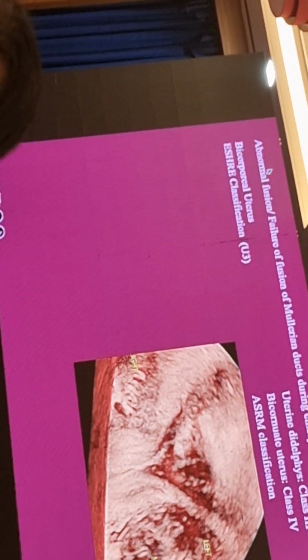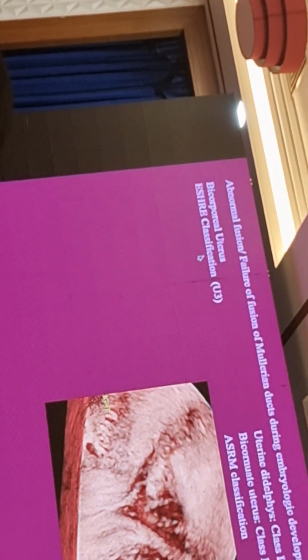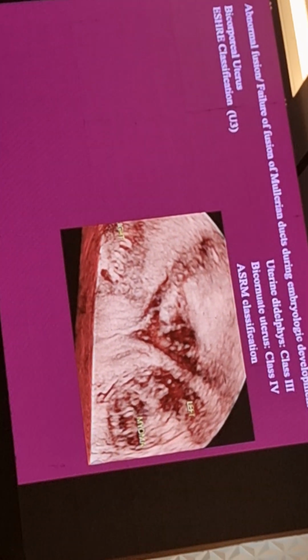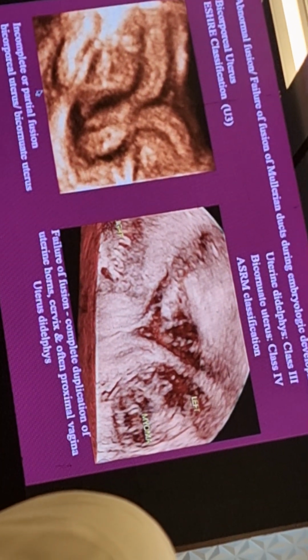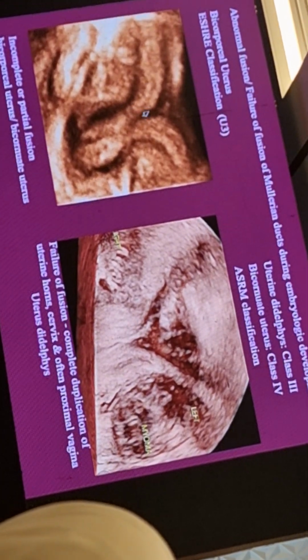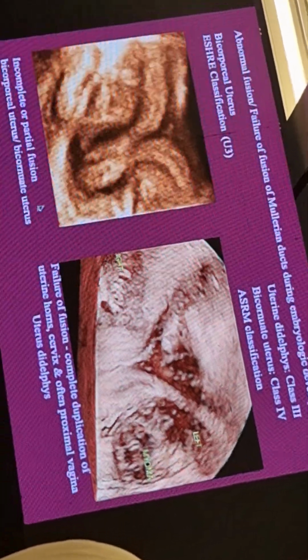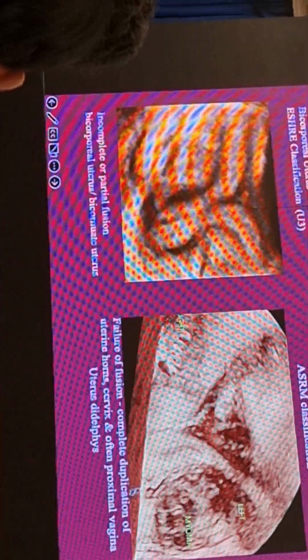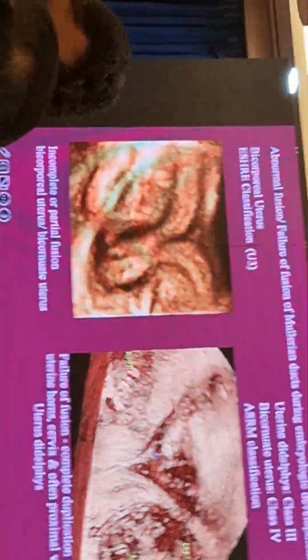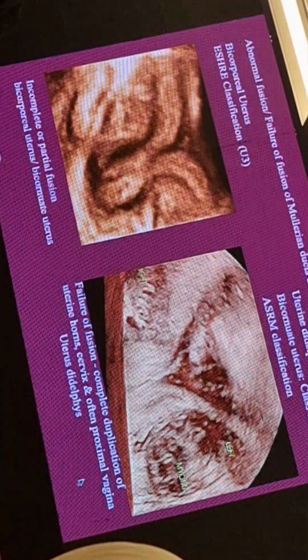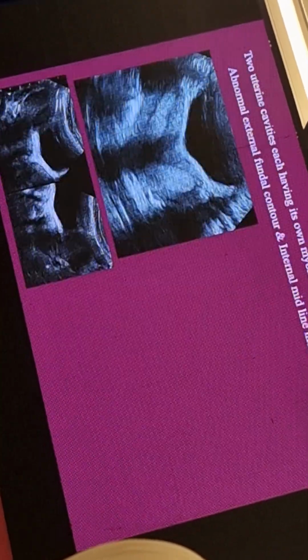Coming to the next one, abnormal fusion or failure of fusion of Mullerian ducts results in bicorporal uterus or uterine didelphys, which is class 3 according to ASRM, and then bicornuate, didelphys or bicornuate according to the ASRM classification. What happens here is incomplete or partial fusion of the uterovaginal septum, and that results in 2 uterine cavities, each having its own myometrium and endometrium, and there's complete duplication as in this system, where there's complete failure resulting in uterine didelphys. There are 2 uterine horns, 2 cervices, and 2 proximal vaginas. These account for about 10% of anomalies.